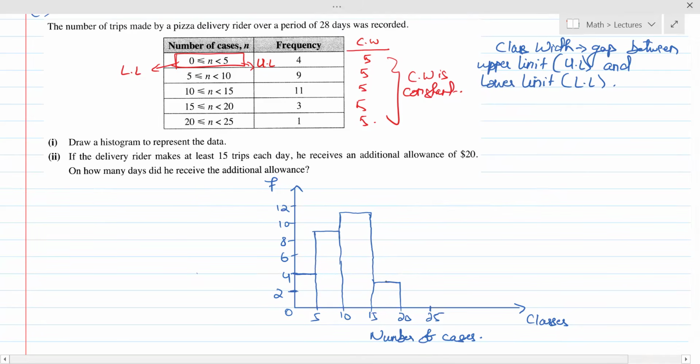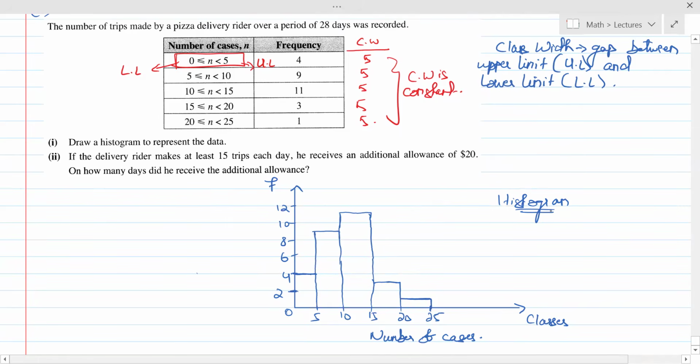Last we have 20 till 25, which is having the frequency 1. So 1 has to be between 0 and 2. So yeah, this is how we draw the histograms when we have the constant class width.